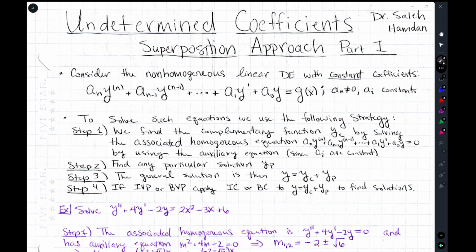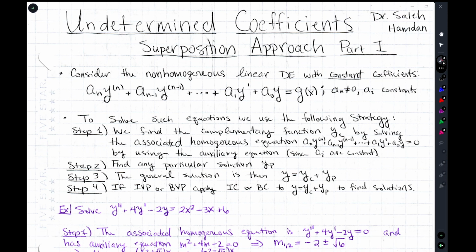And the method that we're going to take a look at is called the undetermined coefficients. And there are two approaches to undetermined coefficients. It's the same method, it's just a different approach. One is called the superposition approach, and the other one is called the annihilator approach, and we'll look at both of them.